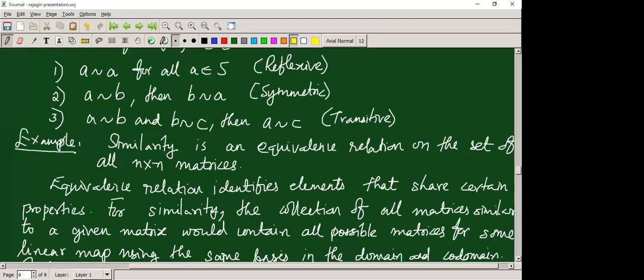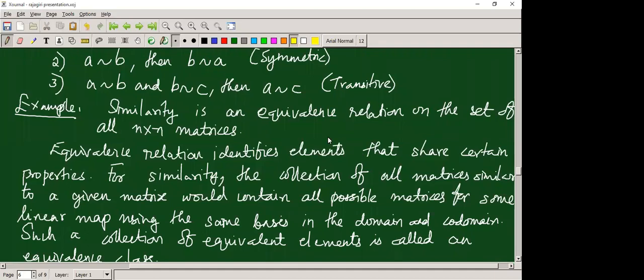For example, similarity is an equivalence relation on the set of all n by n matrices. This we can verify. So how can we verify that similarity is an equivalence relation?